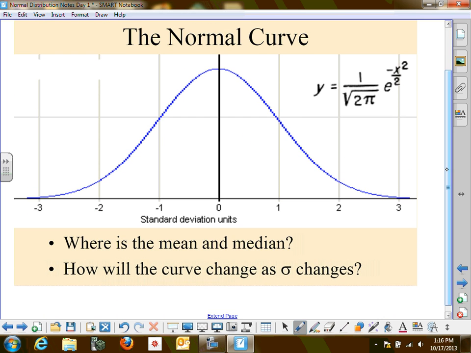So we have the normal curve. And the question I'm wondering is, how can you tell where the mean or the median is? Are they both there at 0? It looks like it. Now, what would lead you to believe that they would both be there, Ernie? Because it's symmetric. And we know that when they're symmetric, then our mean and median are the same.